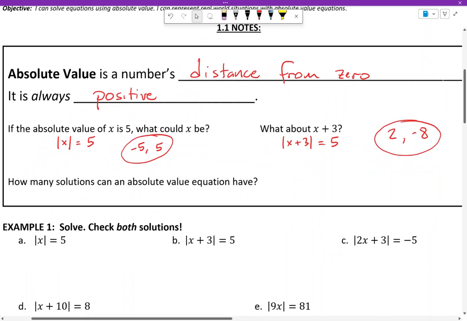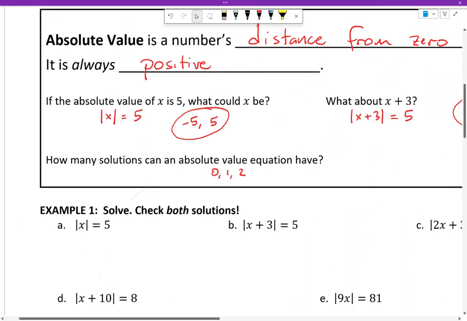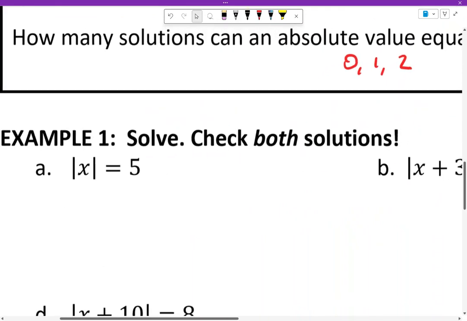Now, how many solutions can an absolute value equation have? Typically, when you solve an absolute value equation, you will get one or two, usually two, solutions. They can also have no solution depending on how the equation is written. But in this class, most of the time we will have one or two answers. So let's solve some examples here. Like we saw above, we have our first two. If the absolute value of x is 5, that means x can be -5 or +5.